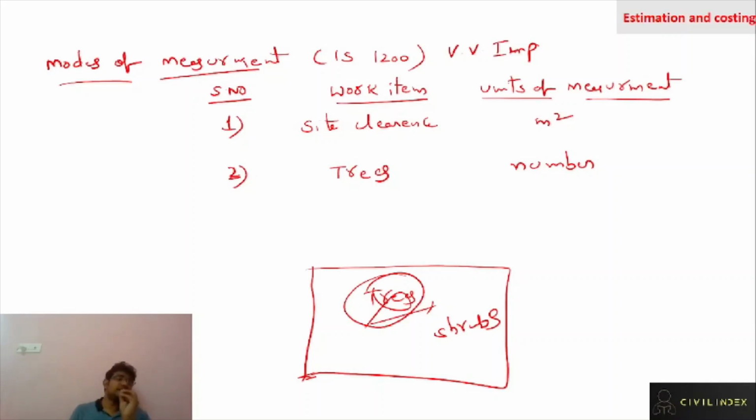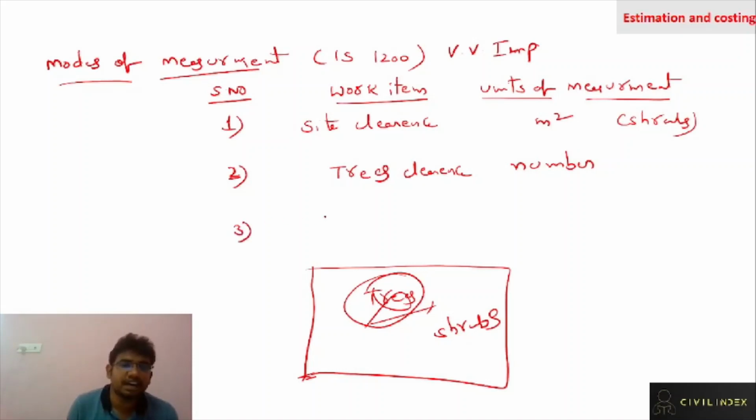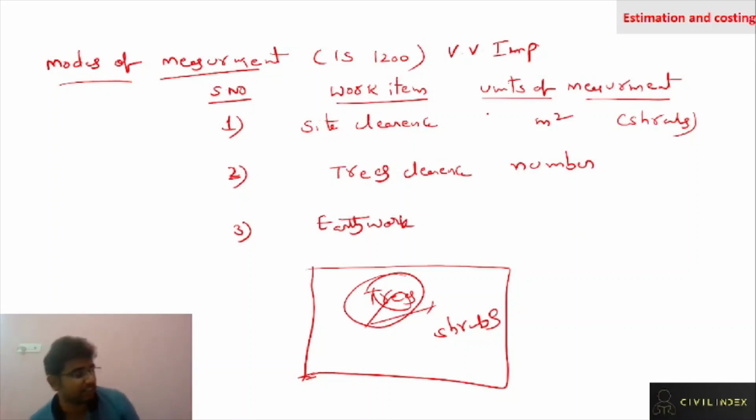So in case of the trees clearance, we consider the unit of measurement as the number. Okay, hope it is clear. Then the next thing, the third thing we are going to discuss, is the earthwork. Now tell me, what is the unit of measurement for the earthwork?